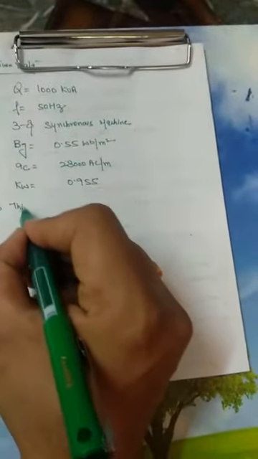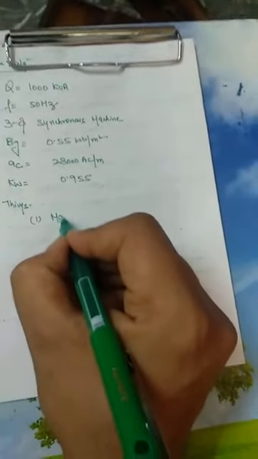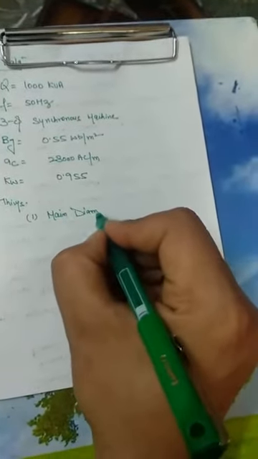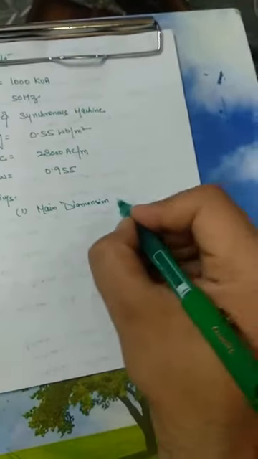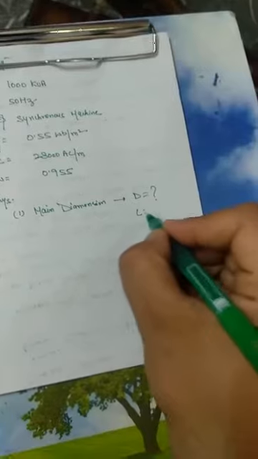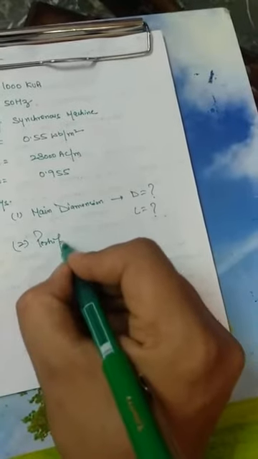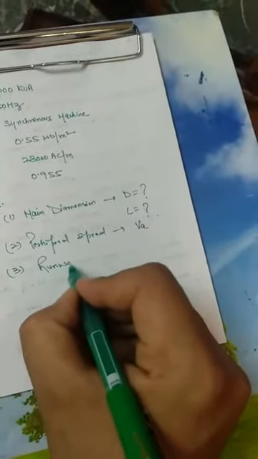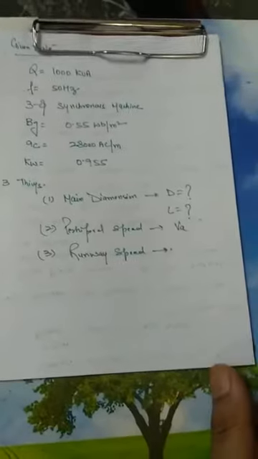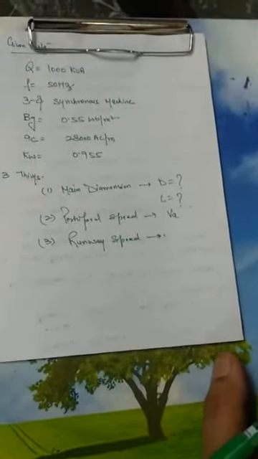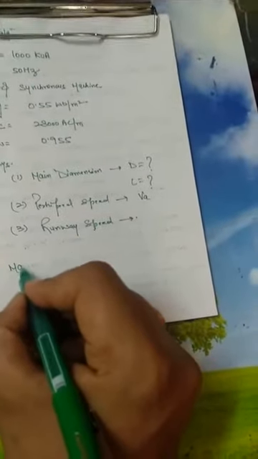We have to calculate three things. Number one, its main dimensions, where we have to calculate D as well as L. Second, its peripheral speed, that is Va, and third, its runaway speed. One by one we will discuss how we can calculate these things. First of all, we take the main dimensions.